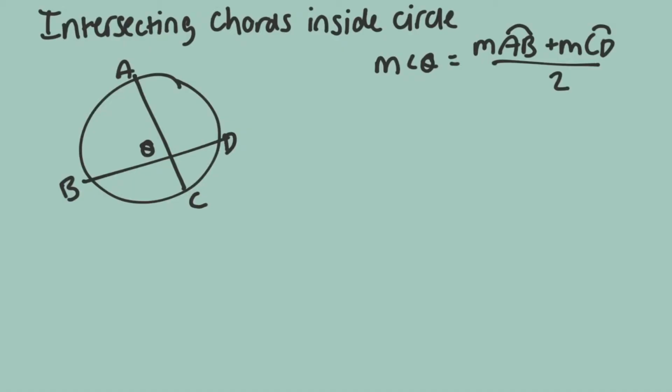We're going to look at some different angle relationships when we have chords that intersect inside and outside of a circle. If you have chords that intersect inside a circle, to find this angle measure, and these are vertical angles, so you could also find this angle measure, you find the measure of arc AB plus the measure of arc CD, and then divide that number by 2, and that'll tell you one of those angles.